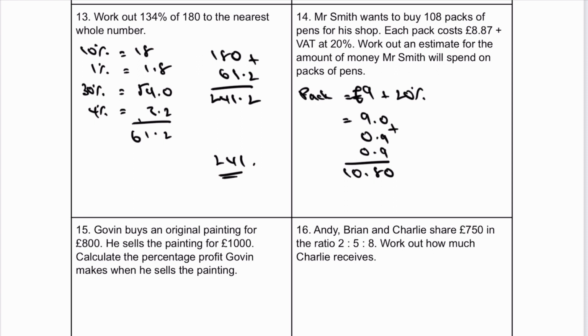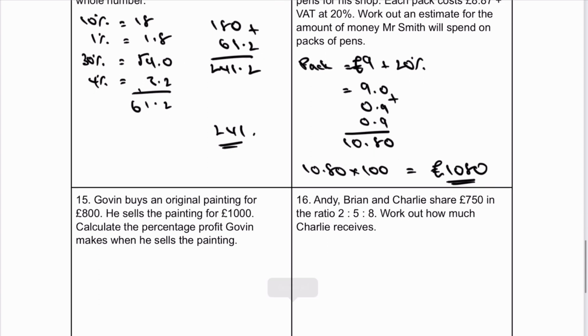And then he's going to buy 108 packs. I'm going to estimate that as 100, so I'm going to get 10.80 multiplied by 100, which is going to be the amazing total of £1,080 that he's going to spend on pens for his shop. Okay, hopefully that's all right for you and you're able to follow that through. So let's have a look then at question number 15.